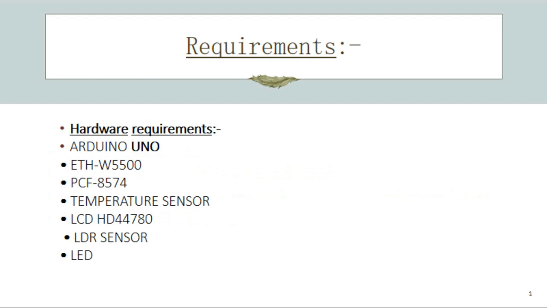Hardware requirements: Arduino Uno, ETHW5500, PCF8574, temperature sensor, LCD HD44780, LDR sensor, and an LED.